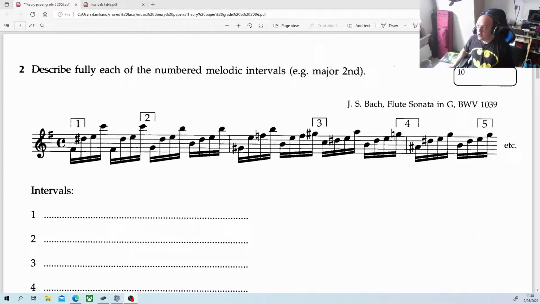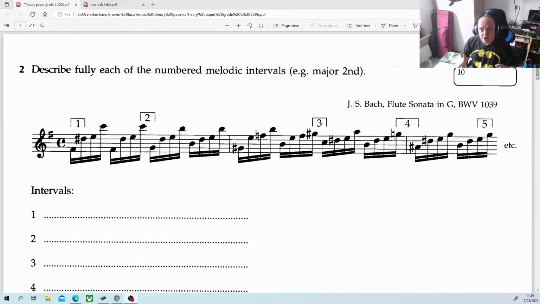Okay, question 2 of the ABRSM Grade 5 Music Theory paper of 2006. Now this question is about intervals, and intervals are very important. At this stage in your musical development, you should be very good at intervals, and not just to pass the exam. You should be very good at intervals because harmonies are made of intervals, melodies are made of intervals, intervals get you to understand consonances and dissonances and how they work in music.